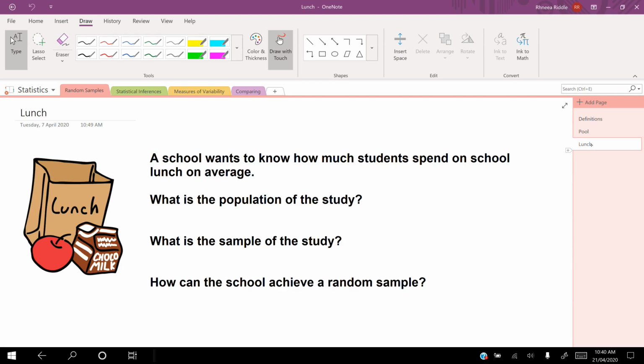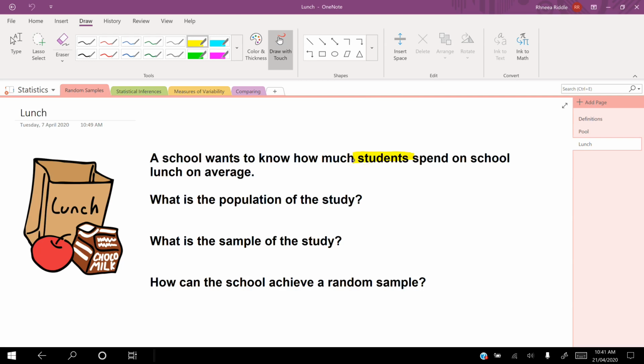Okay, so if you hit play, I'm assuming that you've done your very best to solve the following 3 questions relating to this problem. So again, it is asking us how we're going to find out how much students spend on school lunch on average. So we have to ask ourselves, what is the population of this study? Who are we looking at as a whole? We're looking specifically on students.